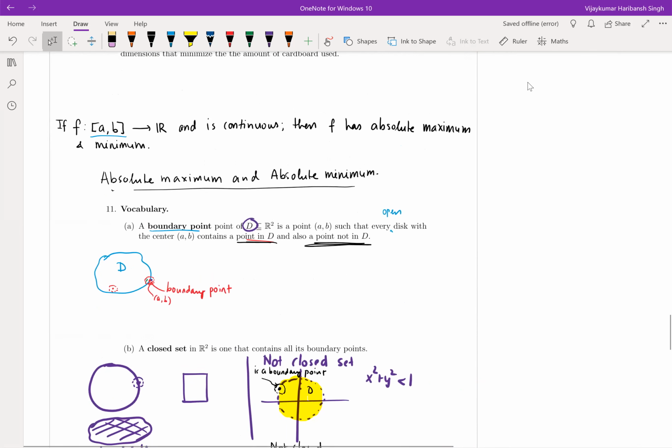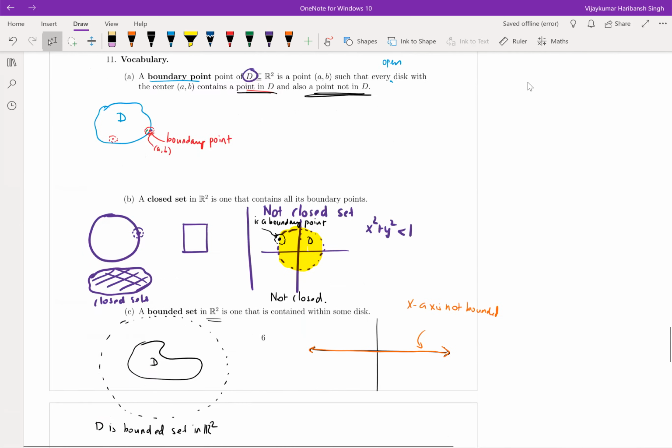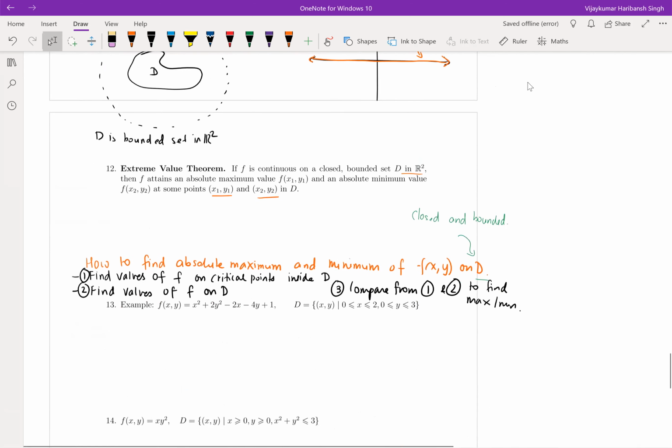Recall, for a function of one variable, you had a critical number, you found the value of the function at the critical number, and then you found the value of the function at the endpoints. In our case, we'll have to understand the maximum or minimum value of the function on the whole boundary. So let's embark on this example.